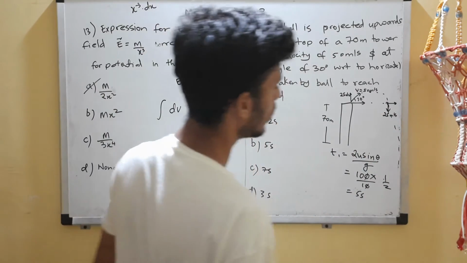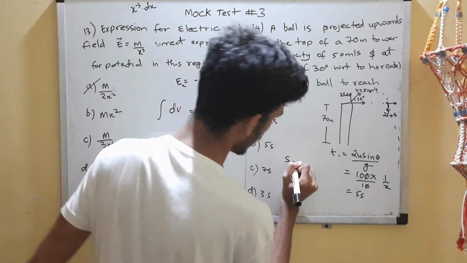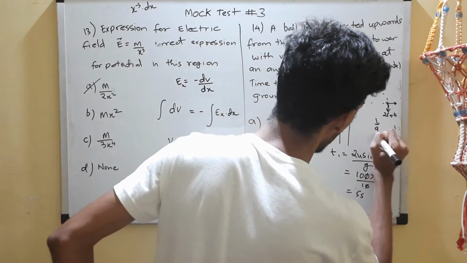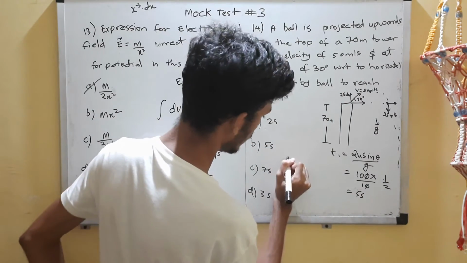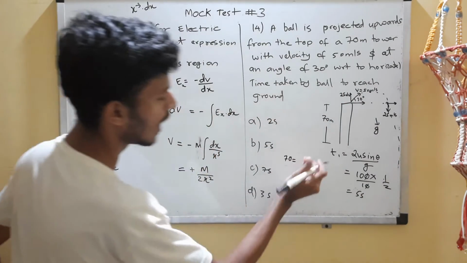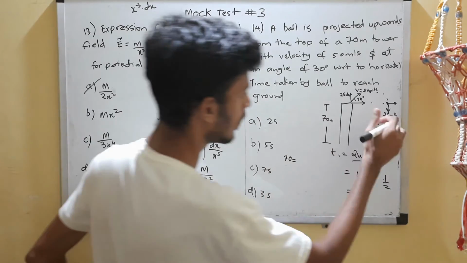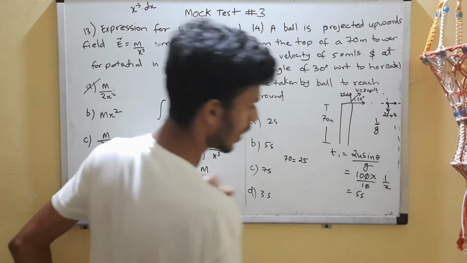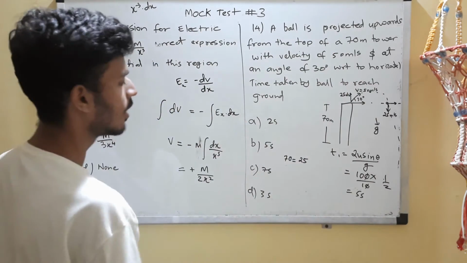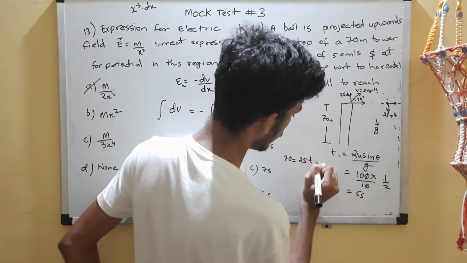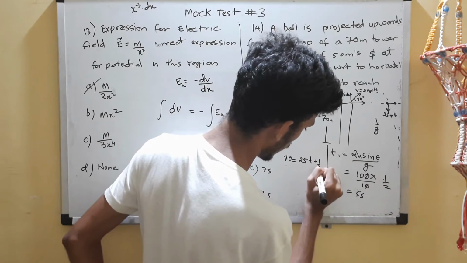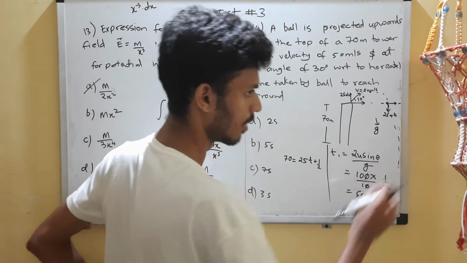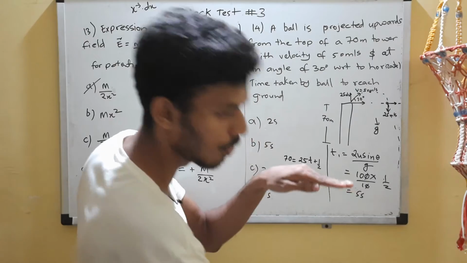S is equal to ut plus half at square. So s is 70. We'll consider the downward direction as positive because everything is in the downward direction, if you see. So s is plus 70, u is the initial velocity. Here when we begin over here, we have the initial velocity of 25, that is 50 sine 30. So 25t, ut plus half at square. This is the time for the ball taken from here to here, after completing the projectile, the time to fall.